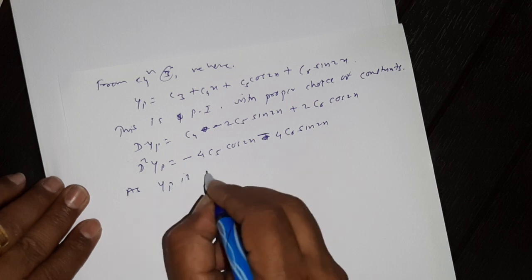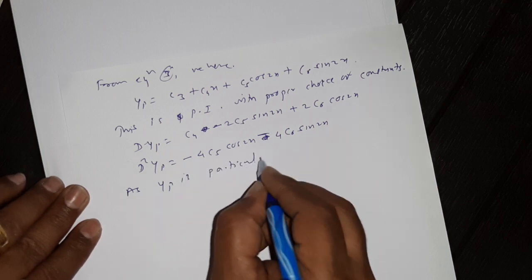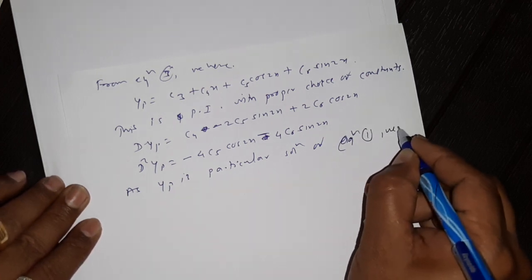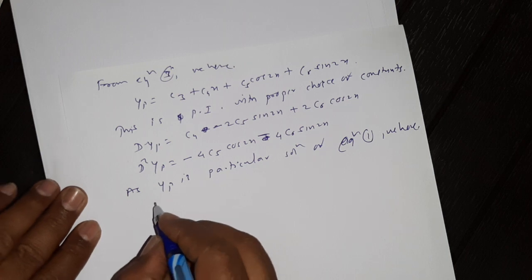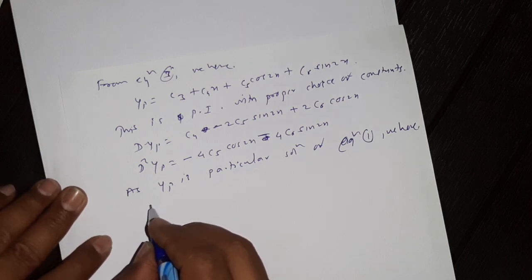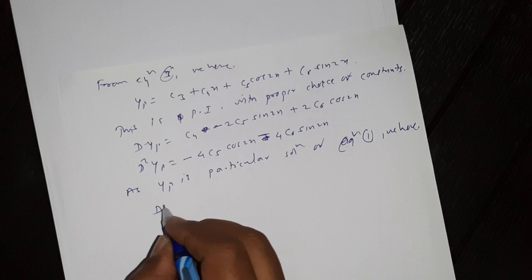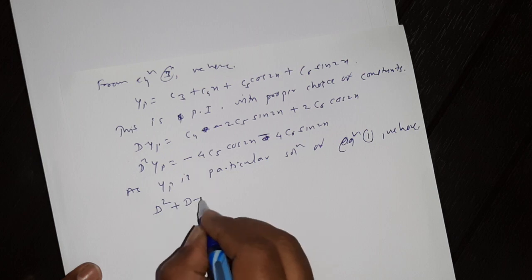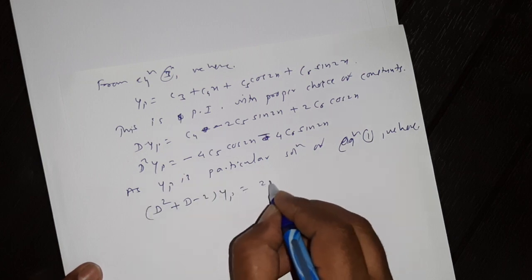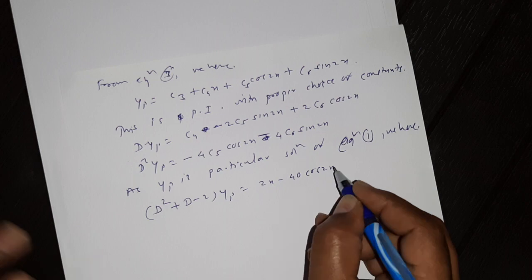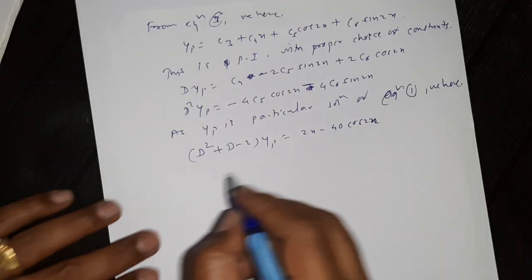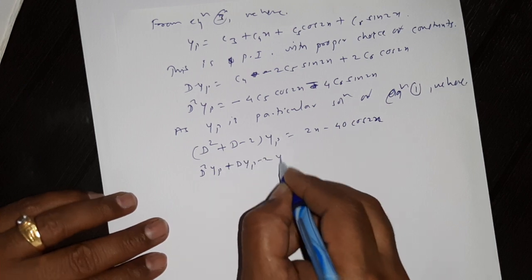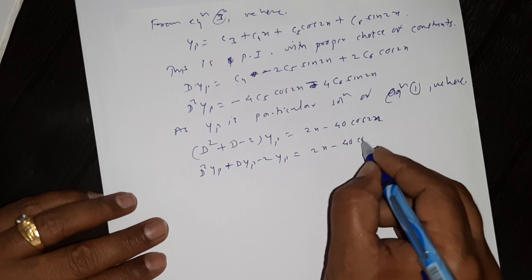As yp is a particular solution of equation 1, what do we have? Equation 1 is satisfied by yp. That is, we have d square yp plus dyp minus 2yp is equal to 2x minus 40 cos 2x.